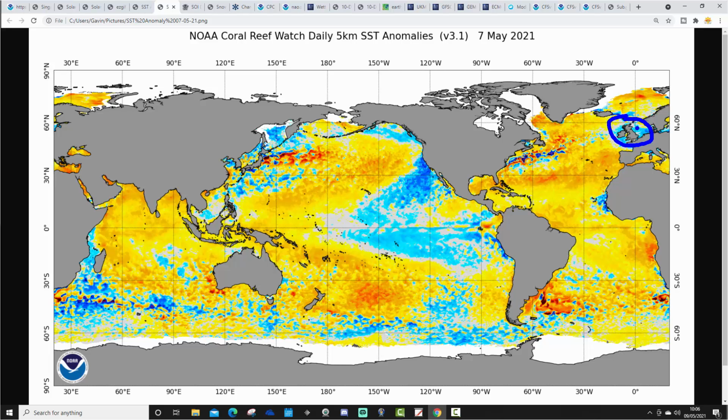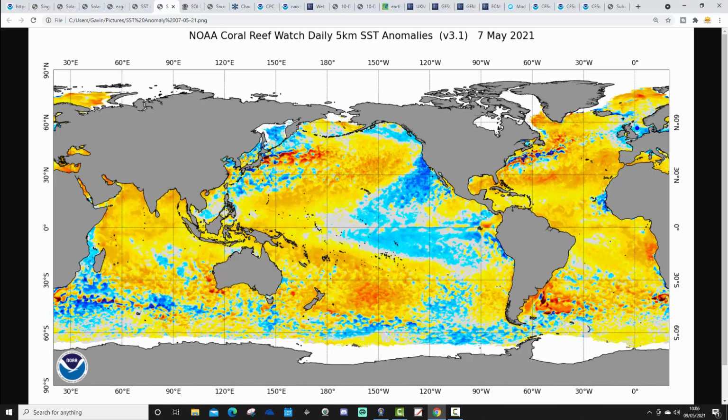We've had quite a cold winter and certainly had a cold spring so far, and so those temperature anomalies are suppressed. But as soon as we get some hot weather, you'll find that those temperature anomalies around the UK and Ireland in those shallow waters very quickly start to respond and lift up.